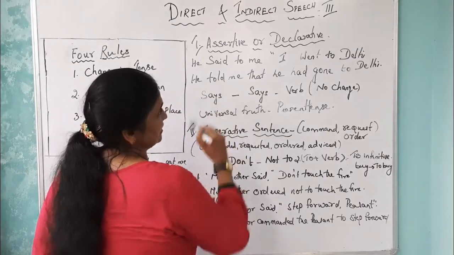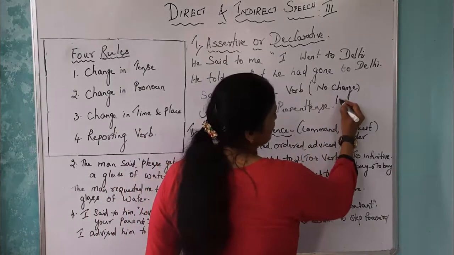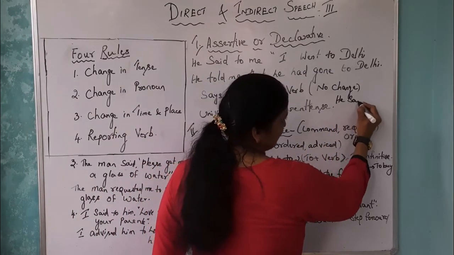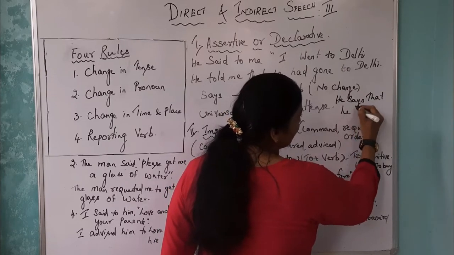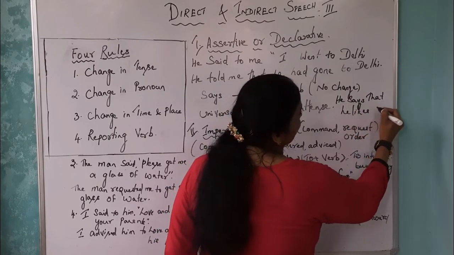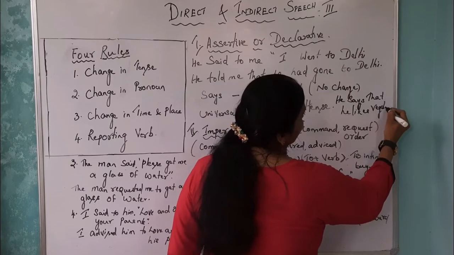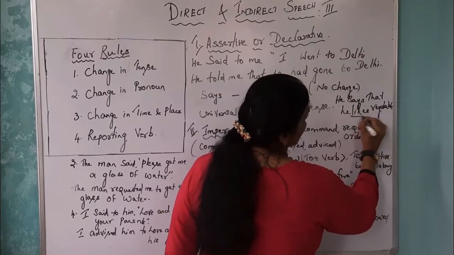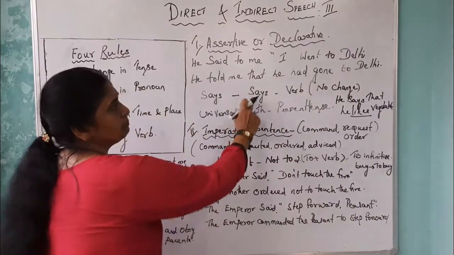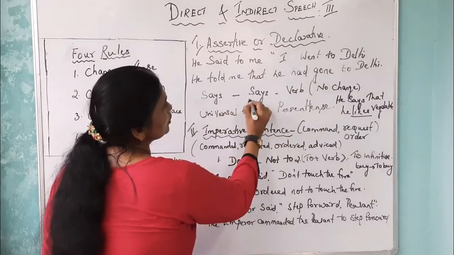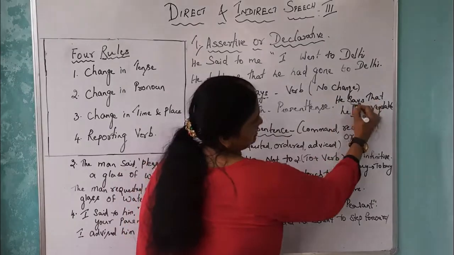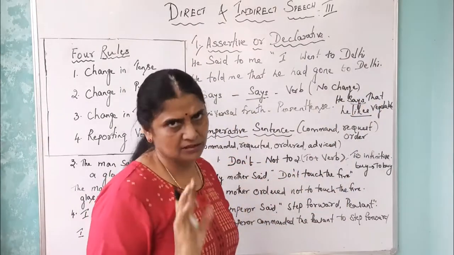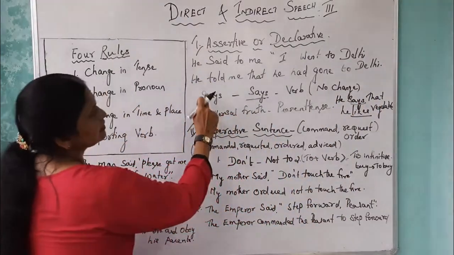If you get this says, you have to write as it is. He says that he likes vegetables. So you should not change the verb in the sentence, and also you have to say the reporting verb remains the same as says, but you have to add that. That is as regard to says.